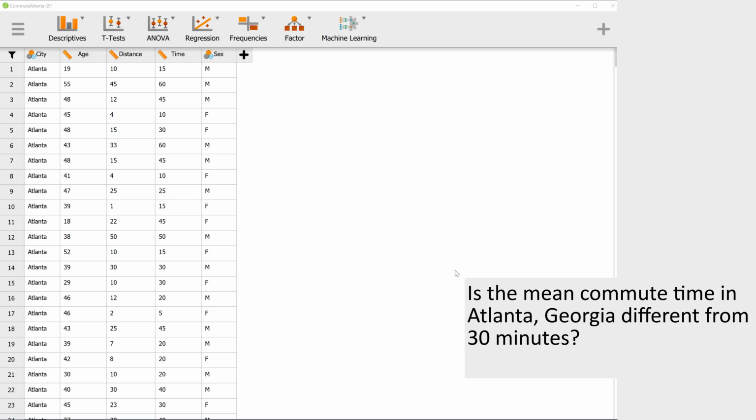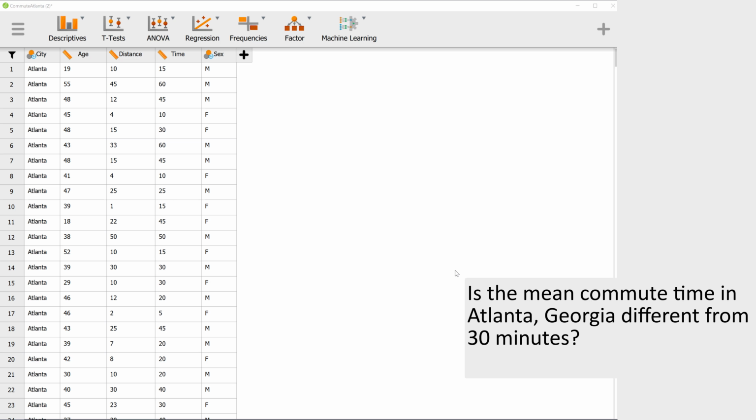In this video, I'm going to use JASP to conduct a single sample mean t-test to address this research question. Is the mean commute time in Atlanta, Georgia different from 30 minutes? I have a data set that contains data concerning the commutes of 500 residents of Atlanta, Georgia, which I'll use to address this research question.